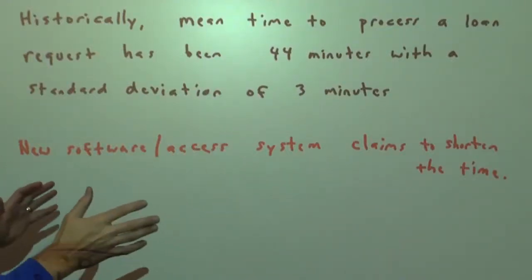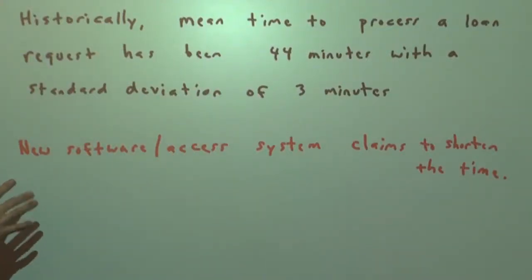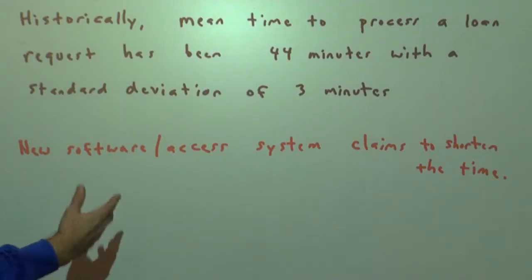Historically, let's say in a mortgage company, the mean time to process a loan request has been about 44 minutes with a standard deviation of 3 minutes, and we don't know if the population is normally distributed or not. So they want to be able to process these faster.